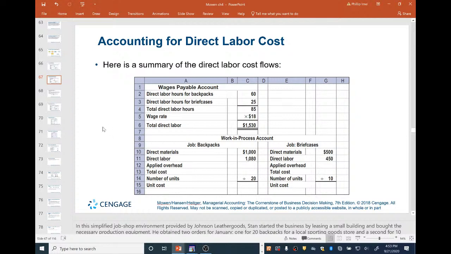Okay, the summary of the direct labor cost flows. So here's the wages payable account. Once again, remember this is based upon the time cards. Here we have direct labor hours for backpacks, 60 hours, 25 hours for the briefcases of direct labor. So total direct labor hours for both backpacks and briefcases is 85. The wage rate is $18, so we have a total of $1,530 of total direct labor. Everyone seeing that?